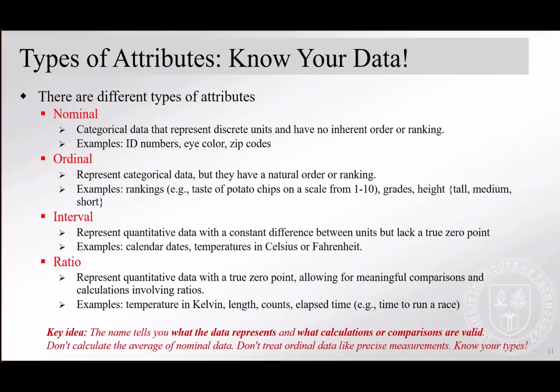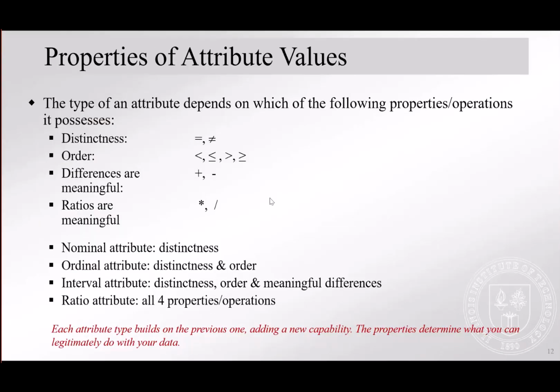So, as we move forward, always keep this in mind. The type of attribute determines what you are allowed to do with the data. Make sense? Now let's look at what determines the type of attribute. It all comes down to which properties and operations it possesses. There are four key properties we look for, each building on the last.